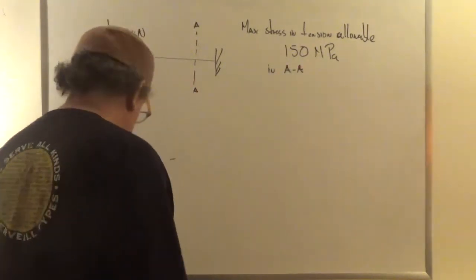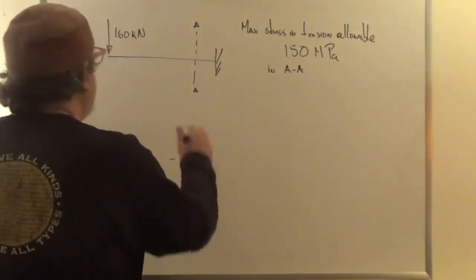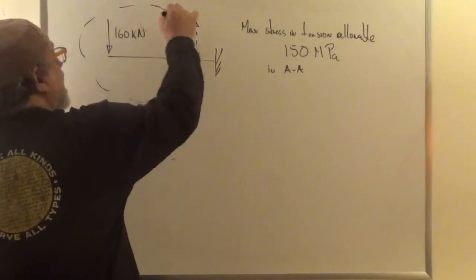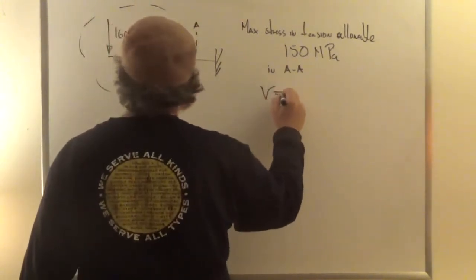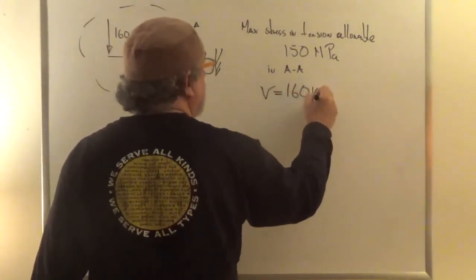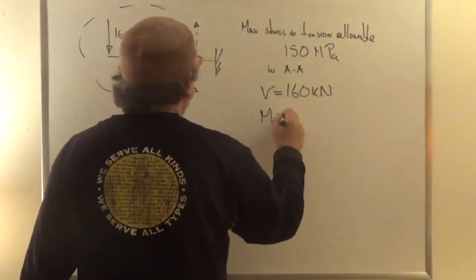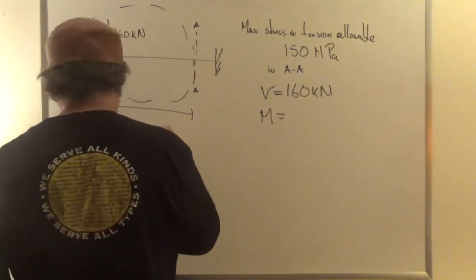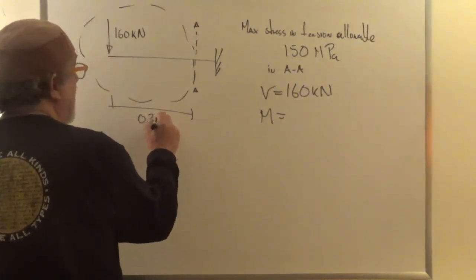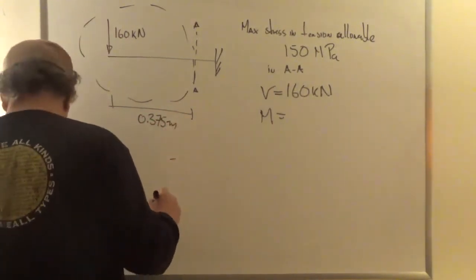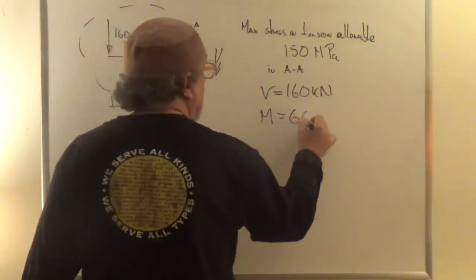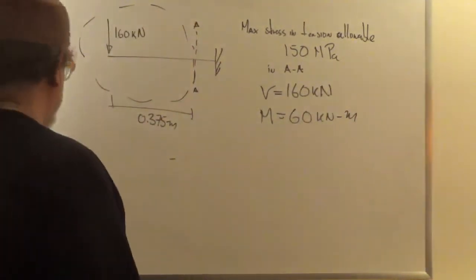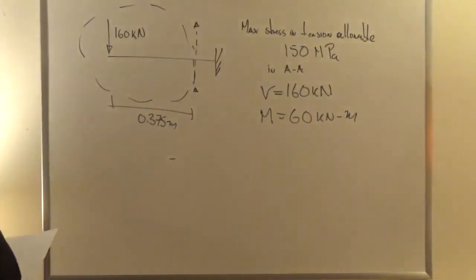Now, when I look at section AA, we are experts at this. So I take my bubble here, and I find that there is a shear in that section of 160 kilonewtons, and that there is a moment which depends on this distance. So let's say that distance is 0.375 meters, and that moment then proves out to be 60 kilonewton meters. So now we know the shear force and we know the moment.